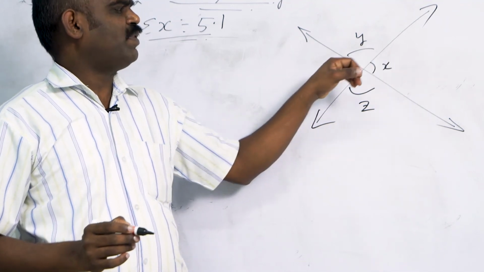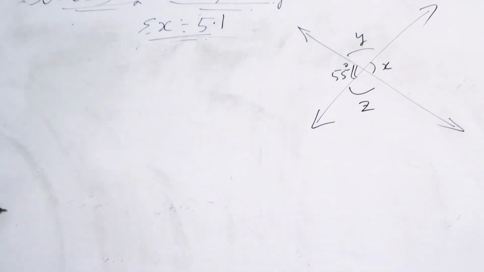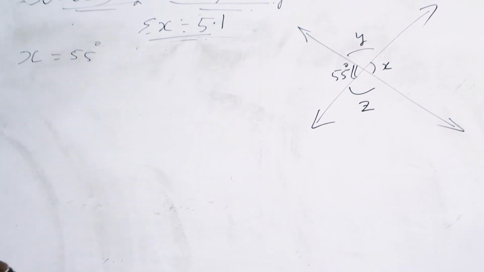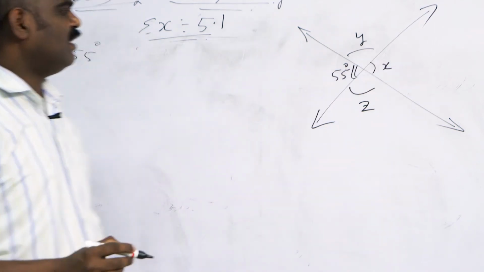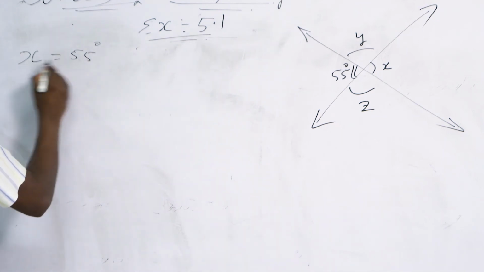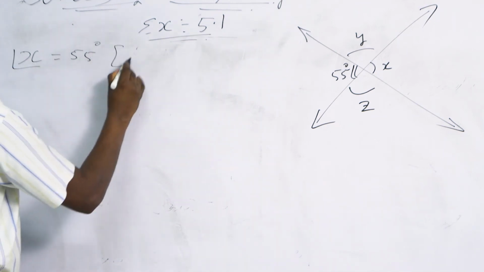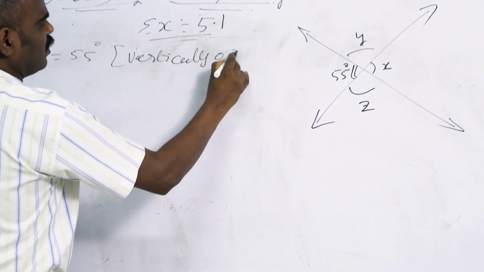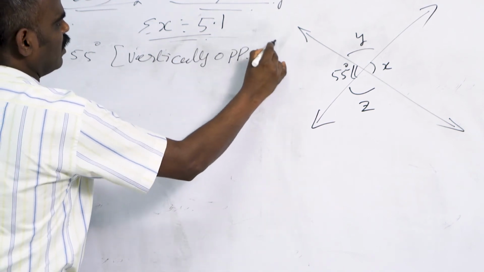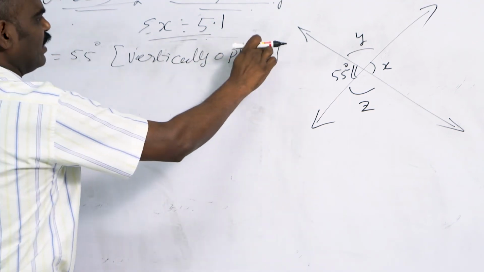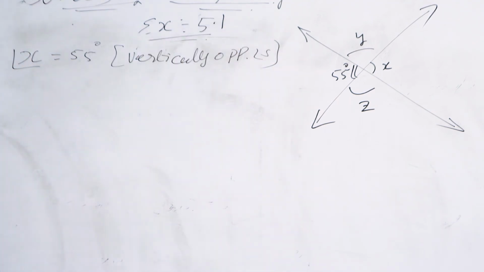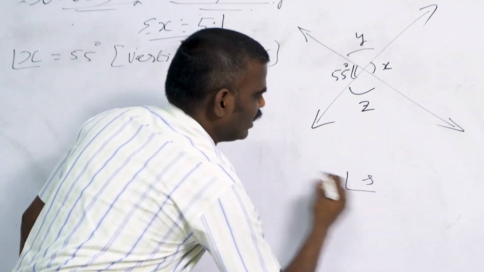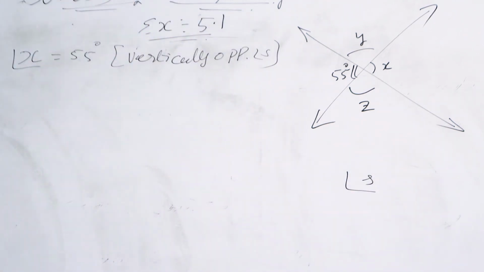x and 55, can you tell the relation? Angle x equals 55 degrees. Yes or no? Yes. Now y? Vertically opposite angles. Angles, plural, yes. Vertically opposite angles.